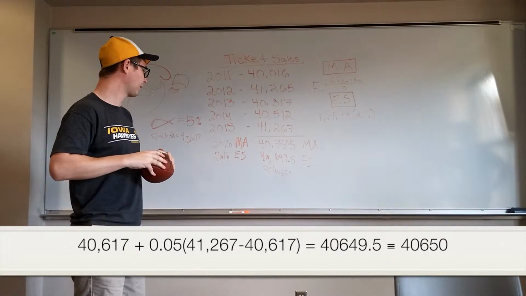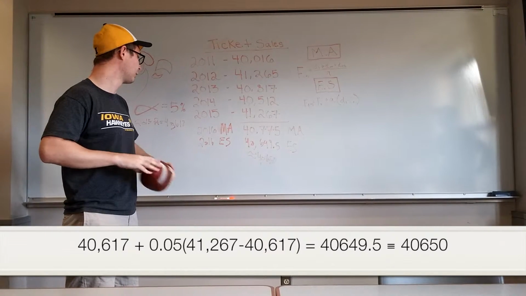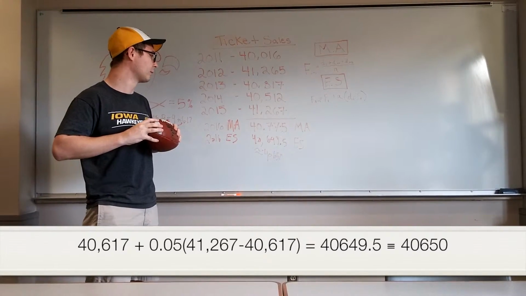And once we calculate the equation, we get 40,650, which is different than our 40,775 that we got with the moving average.